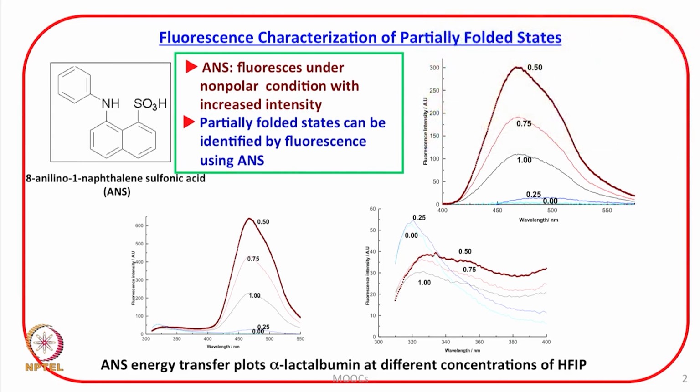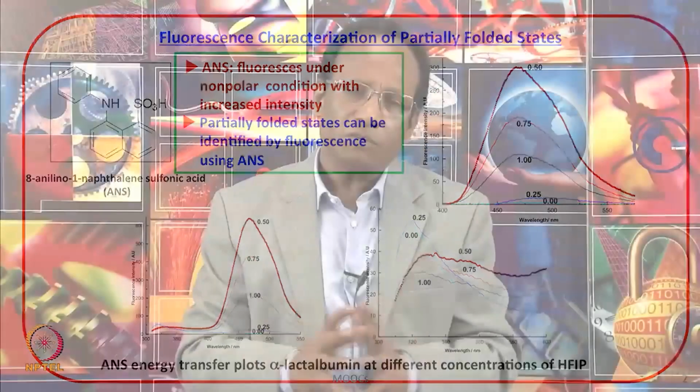The comment that I want to make over here based upon these fluorescence observations is that the ANS fluorescence has been used for a long time in the characterization of partially folded states of proteins. But such characterization is also qualitative in nature. In order to make the characterization quantitative, quantitative means we should be able to assign the thermodynamic parameters. Let us see some more examples.